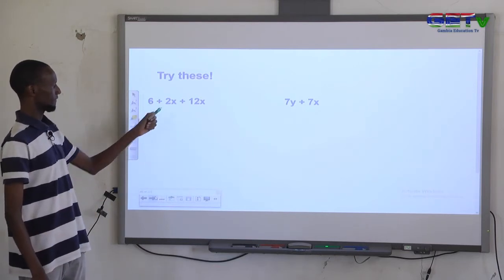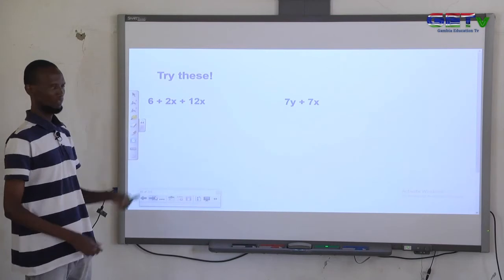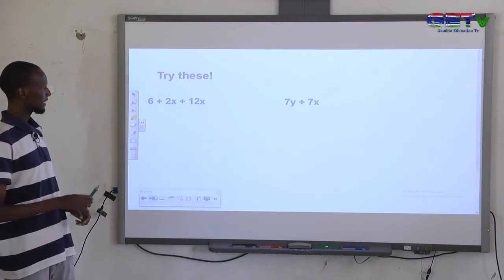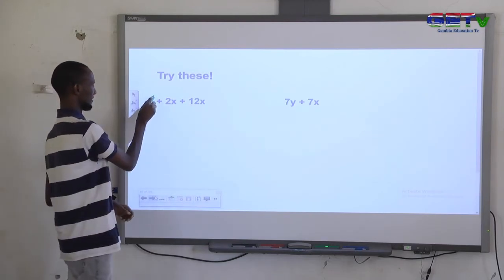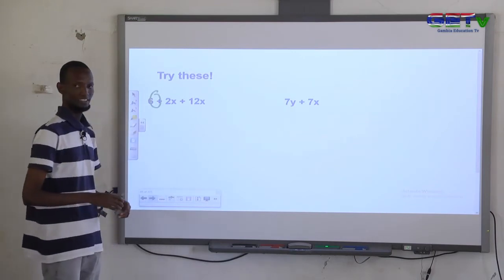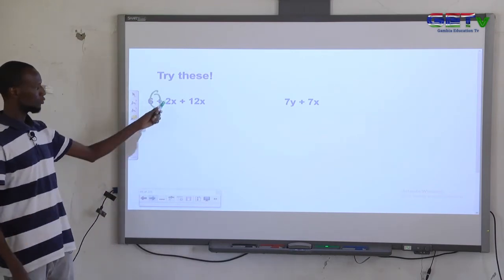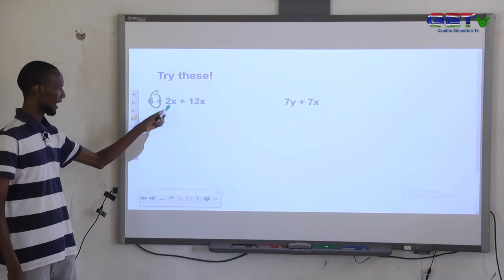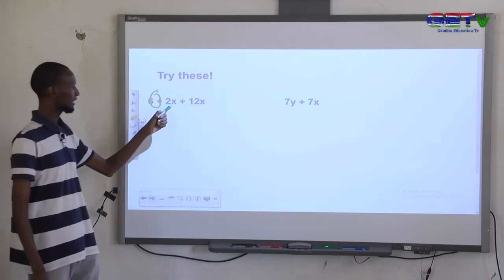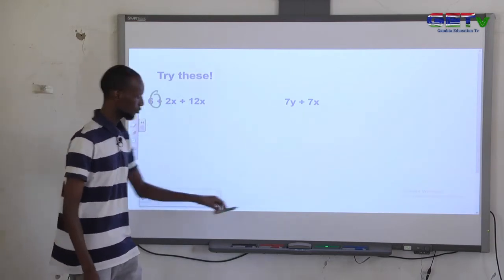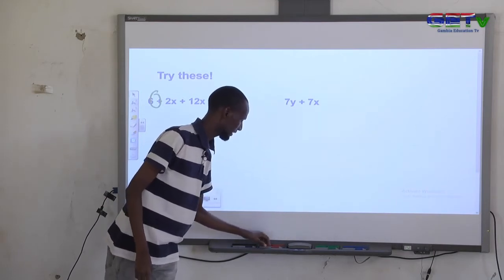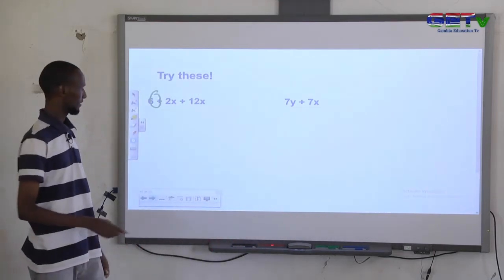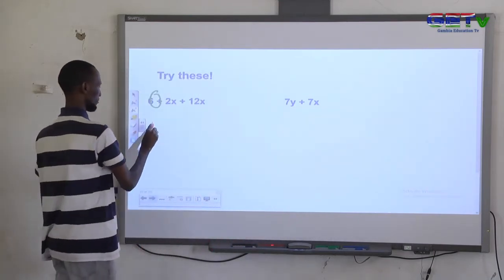6, 2x, and 12x. Now, clearly we can see the 6 is different. But the 2x and the 12x are like terms because they contain the same variable to the same power. So we can add those two. But the 6, because it's different, cannot be added. So it just comes down.